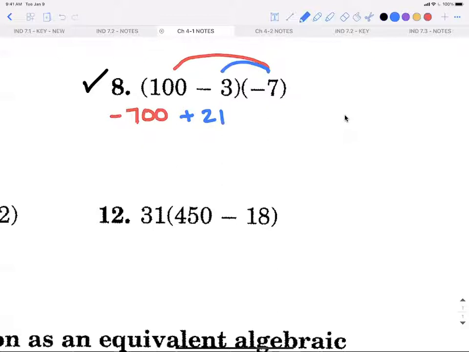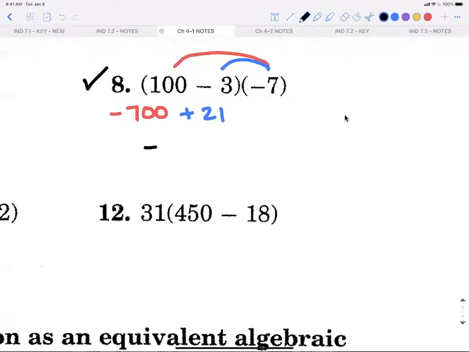So between those two, the 700 is a bigger number. So we know our answer is going to carry the negative sign because the 700 is the bigger number. So that sign is going to dominate your answer. But because the signs don't match, we have to subtract and we get 679. I did that in my head. Check me. 679.